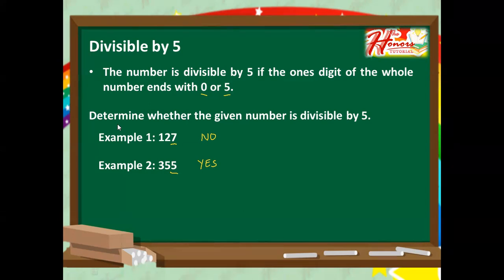Next, example 3. We have here 1000. What is the last digit of 1000? It is 0. Is it divisible by 5? Yes or no? Yes, it is. Why? It is because it ends with 0 or 5.